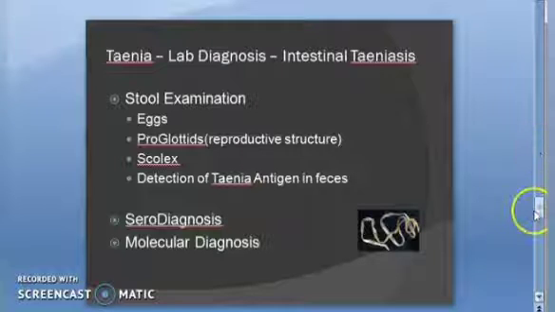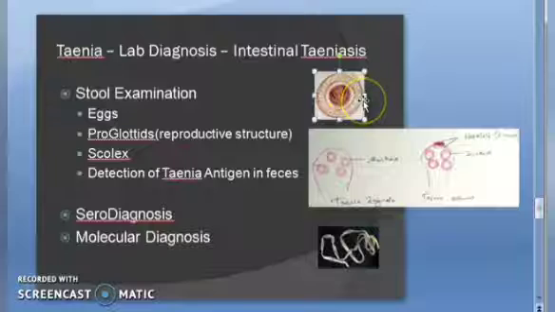Let us look at the egg. This is how the egg looks, correct? For tinea. And in fact, you cannot distinguish between tinea saginata and tinea solium. You cannot distinguish the egg.